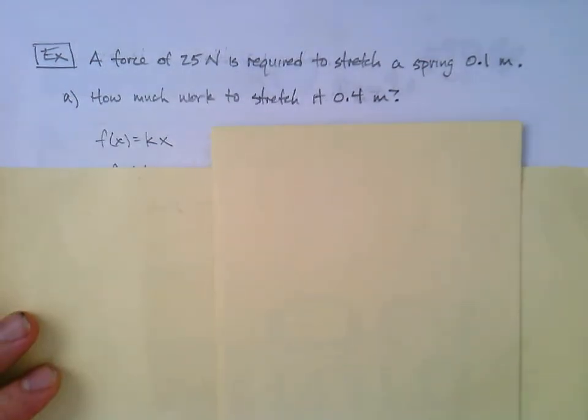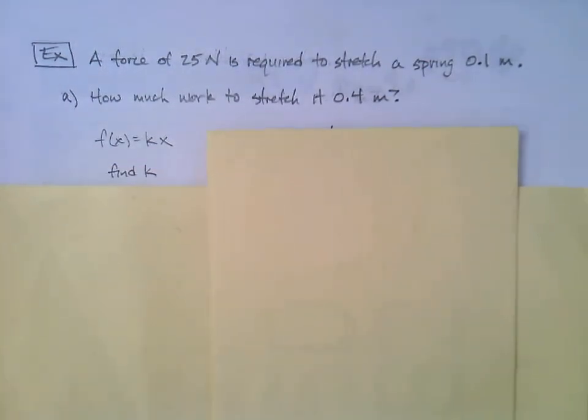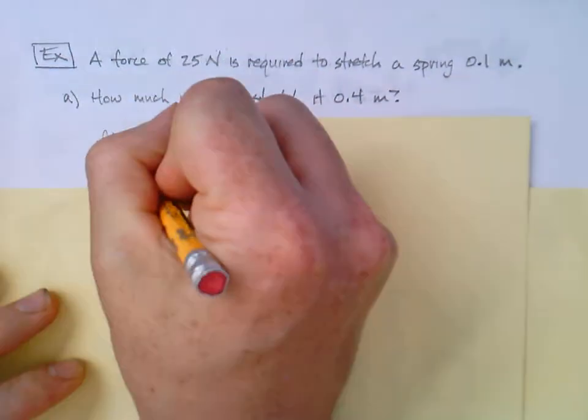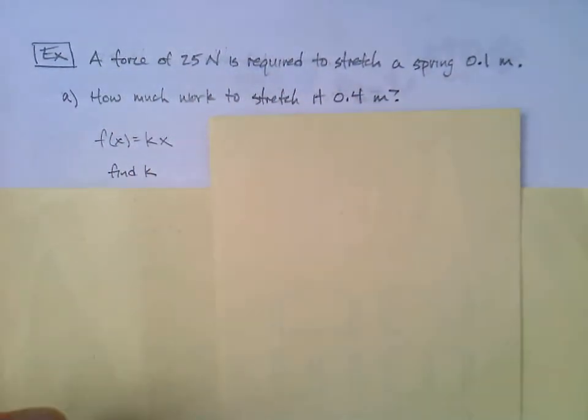Let me cover up what's going on that right side here, so I don't give too much away. So we're going to start with f of x equals k times x, and our first job is to figure out the k that will go with this particular spring. And so that information they give us at the beginning, the 25 newtons will stretch at 0.1, that's going to be enough to figure out the value of k for this system.